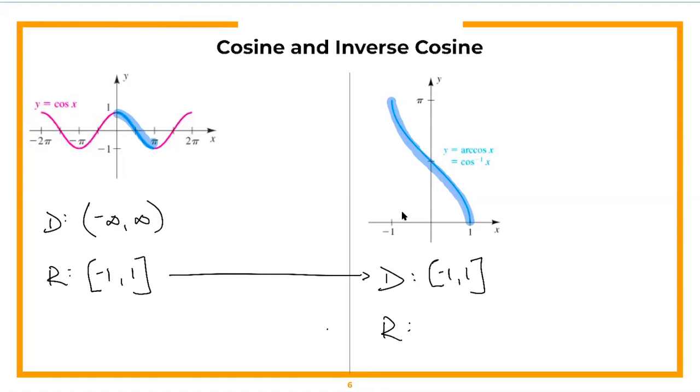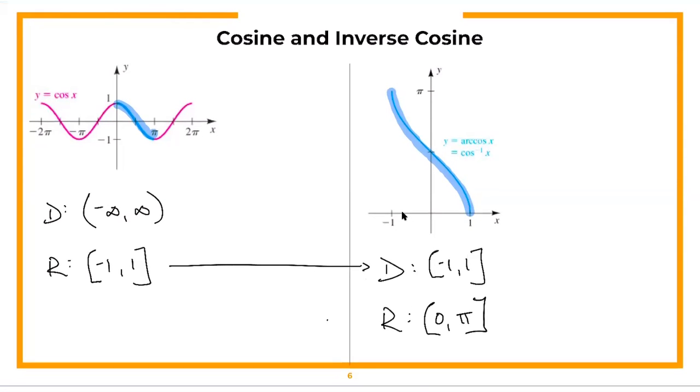And according to the graph, what is the range of inverse cosine? Zero to pi. 0 to pi, very nice. So we start at the lowest y value of 0, we go to the highest y value of pi. All right.